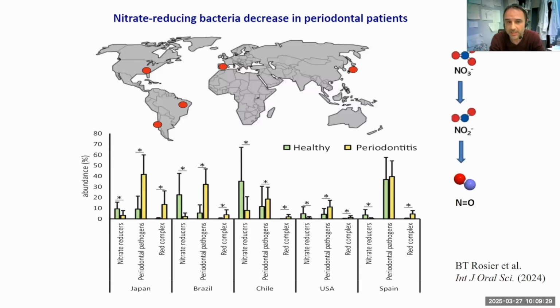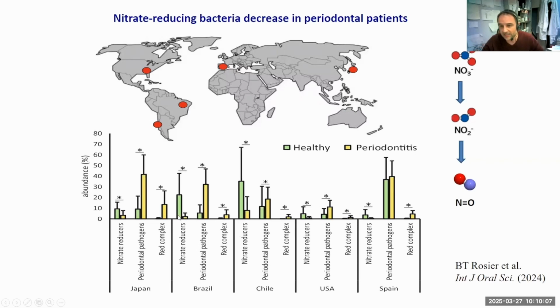It's very interesting that the proportion or levels of these nitrate-reducing bacteria are extremely low in people with gum disease. In periodontal patients, we have an increase in all these pathogens, an increase in the red complex bacteria and in other bacteria associated with gum disease, at the expense of a very strong decrease in bacteria able to reduce nitrate. We have seen this in many countries. This is in Brazil, for example, an increase in pathogens in the red complex bacteria in people with periodontitis, and a huge decrease in nitrate-reducing bacteria.